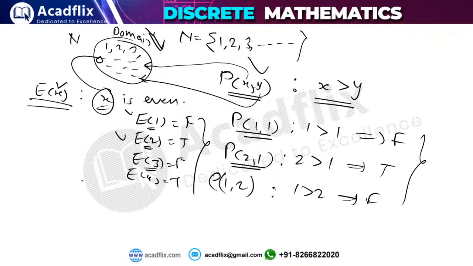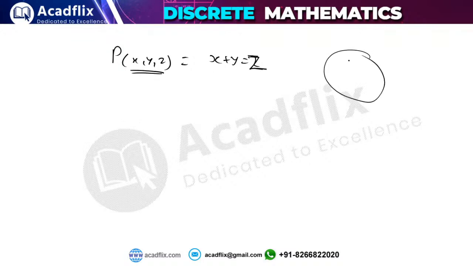So a predicate can use more than two variables also. It is not necessary that a predicate should be on one or two variables. You can also have a predicate on three variables, for example x, y, z. Let's assume this predicate is x plus y is equal to z. This is a predicate on three variables. Now let's assume my domain is 1, 2, 3.